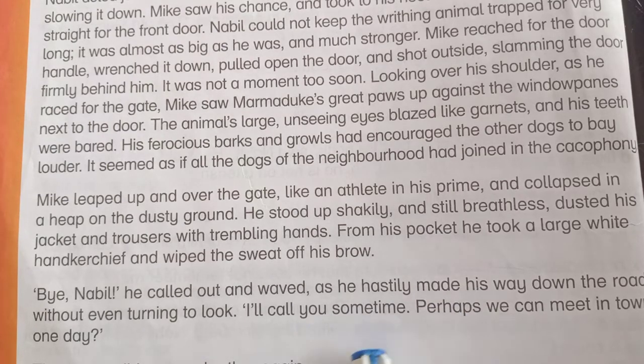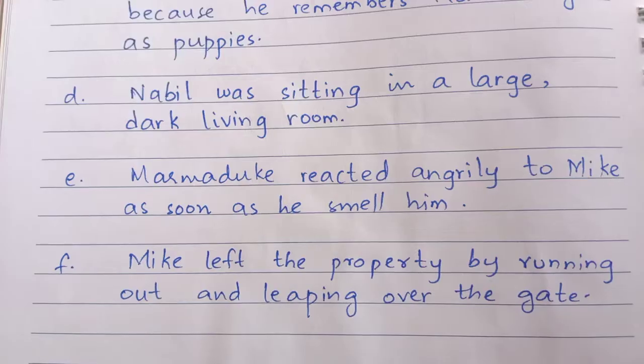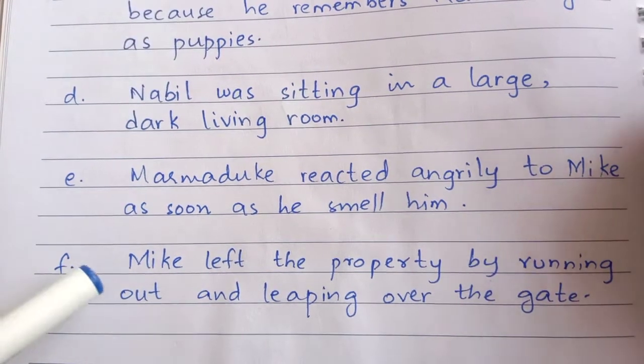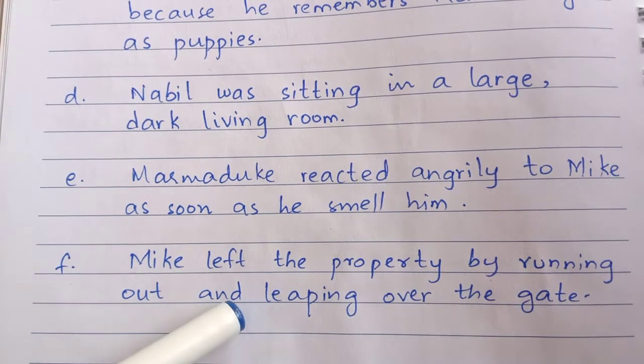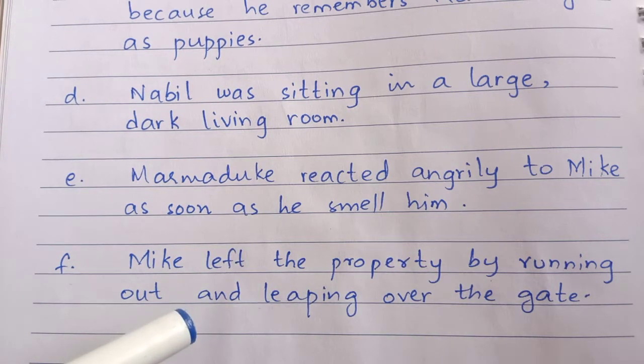So this was how Mike left the property. Again we'll write the precise answer as Mike left the property by running out and leaping over the gate. Right students? Simple, short and precise answer.